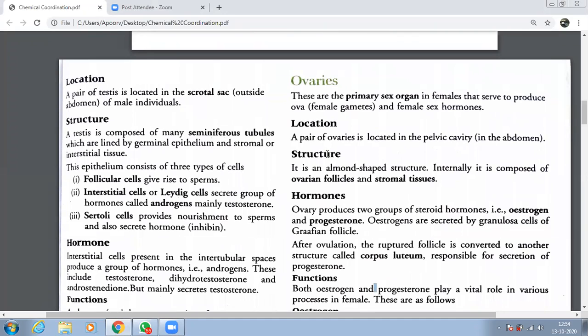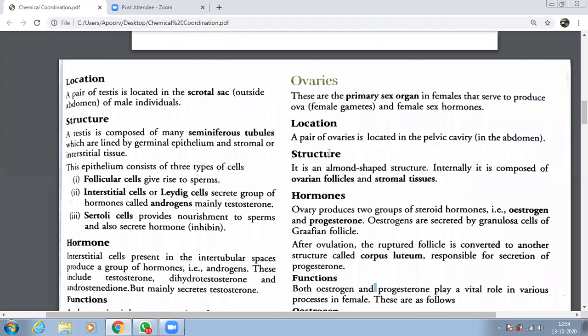Ovaries. So we are moving on to the last one. These are the primary sex organs in females. They serve to produce ova and female hormones. So two things they are producing. What are the two things which are being produced? The gametes and the hormones. Gametes and hormones.